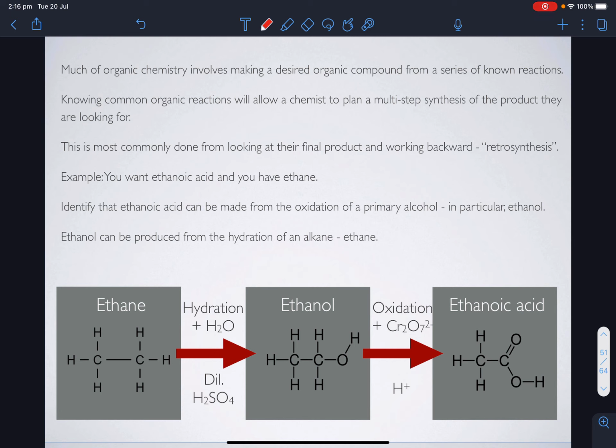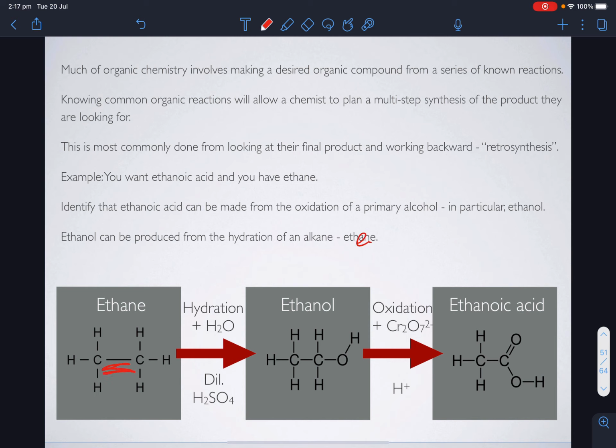So here's my example. You want ethanoic acid. Okay. What you can do is, ethanoic acid can be made from the oxidation of a primary alcohol, okay? So ethanoic acid could be made from ethanol. Oh, I don't have any ethanol. How do I make ethanol? Well, I can make ethanol from the hydration of an ethene, I should say, okay?